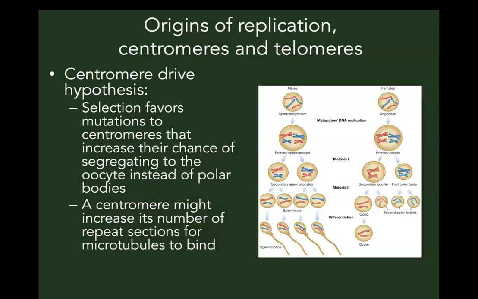And if you have a centromere, it might increase the number of repeat sections for the microtubules to bind to. Wait, what's a microtubule? What do you think it is? Oh, is that those grabbers in meiosis that grab the middle of the chromosome and pull it apart? Yeah. So if you have a big sticky part in the middle, it might be like a grappling hook used to grab onto the microtubule, making it more likely to end up in the ovum.